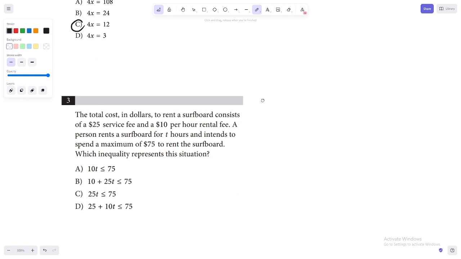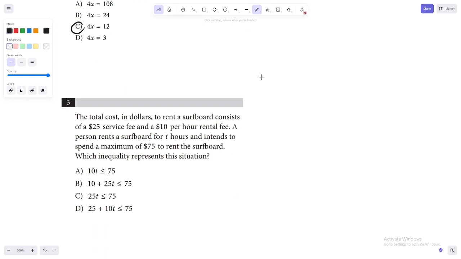Next question is, the total cost in dollars to rent a surfboard consists of a $25 service fee and a $10 per hour rental fee. A person rents a surfboard for 3 hours and intends to spend a maximum of $75 to rent the surfboard. Which inequality represents this situation?